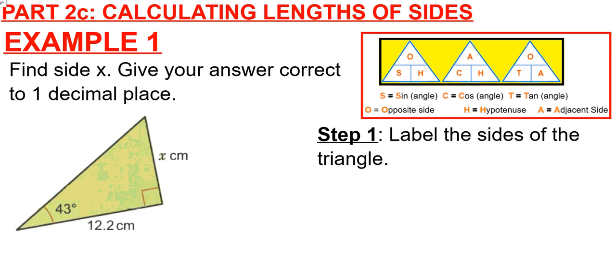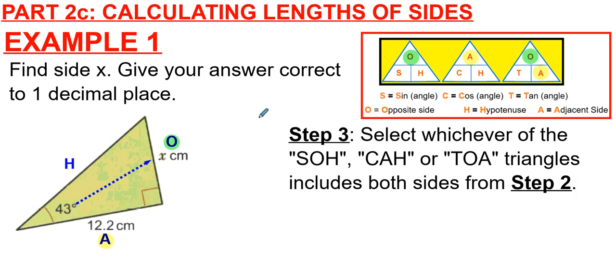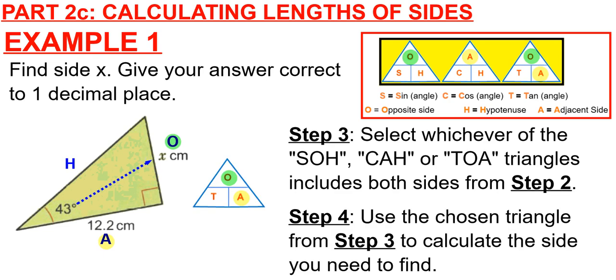Label the sides, step one. Step two, highlight what you know and what you want to know. So 12.2 and x. Step three, whichever triangle gives you the most information, whichever is most colourful, we're going to use that triangle. So the only triangle that includes what we know and what we want to know, the A and the O, is the TOA. The SO has got the O but not the A. The CA has got the A but not the O. So TOA is our guy. So we're going to use TOA.